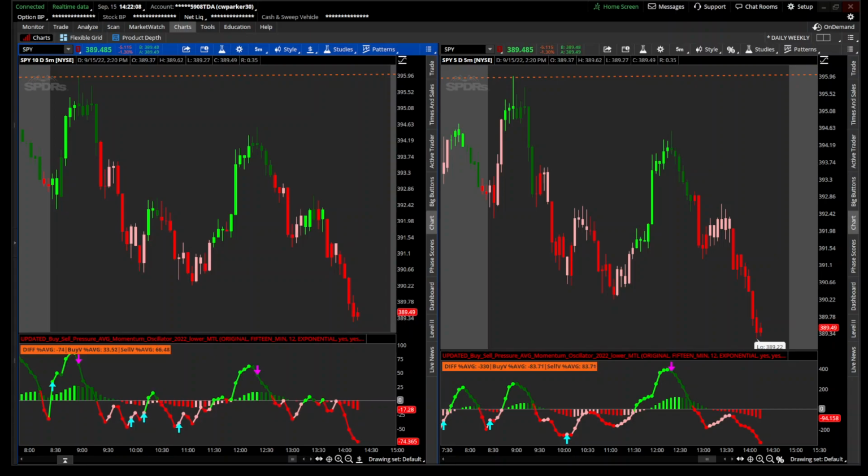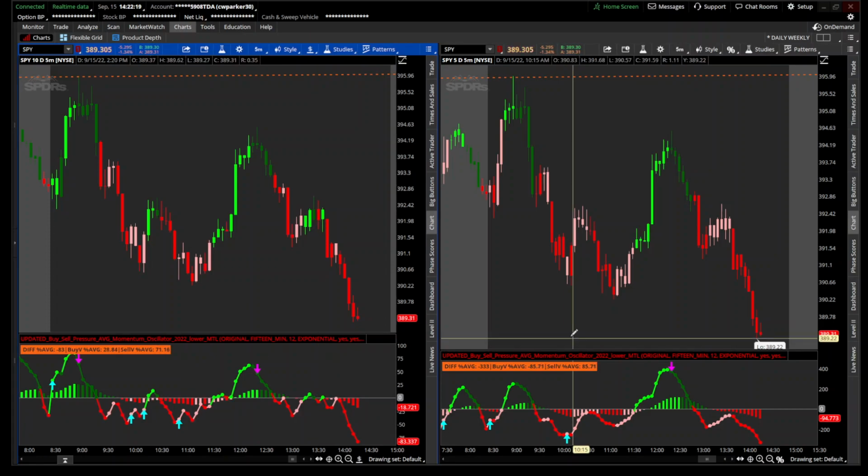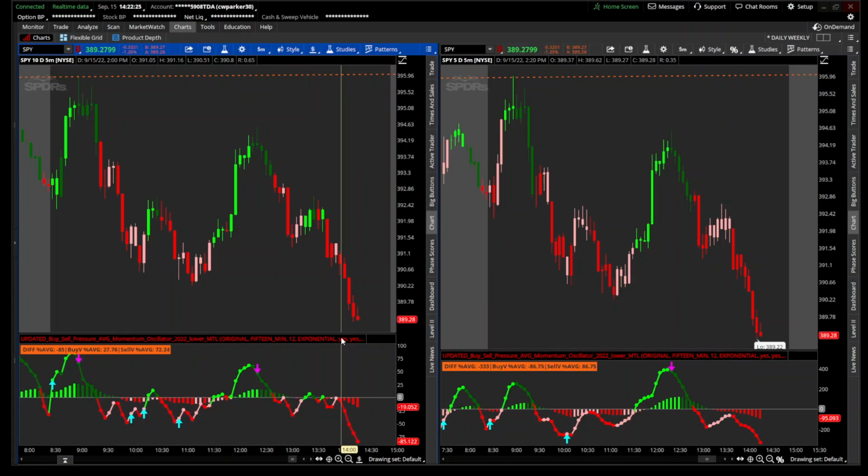Hey traders, Parker here with an update to the buy sell pressure average momentum oscillator. As you can see, you're looking at two screens. The reason I did that is because I wanted to show you the Heikin-Ashi version, and then show you the buy sell pressure version and how the two differ.